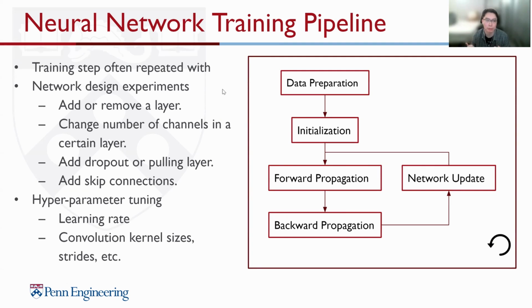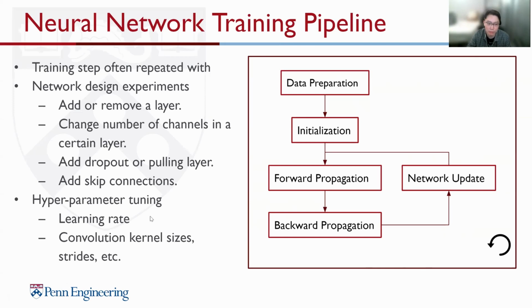For example, we want to do experiments on it. We want to add or remove a layer. We want to change the number of channels in a certain layer. Or we want to add a dropout or pooling layer, or we want to add skip connections. So each time we make changes to the neural network, we just do the training again to see whether we are improving or not. Also, we need to do hyperparameter tuning.